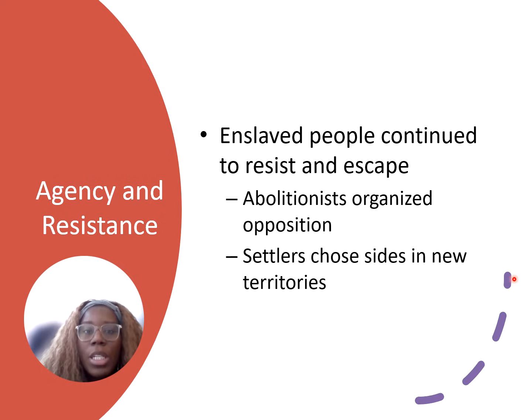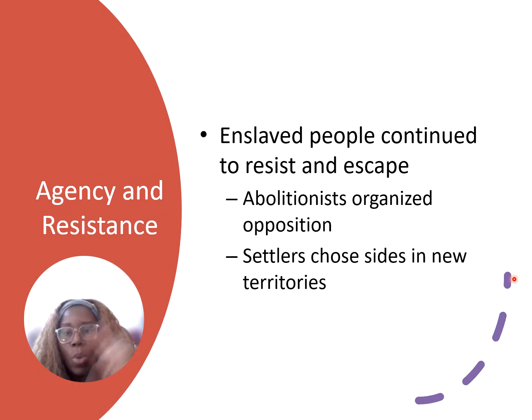We also have abolitionists who organized networks, challenged federal authority, and openly resisted laws like the Fugitive Slave Act. And their actions made enforcement difficult and even more controversial. Settlers in Western territories also played a critical role. By choosing to either support or oppose slavery, they turned political debates into lived conflicts on the ground.